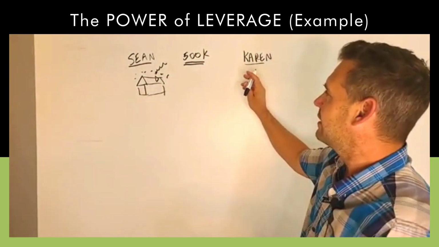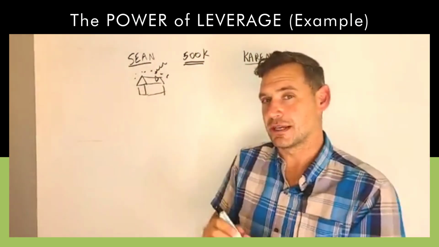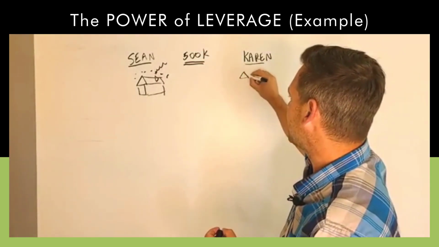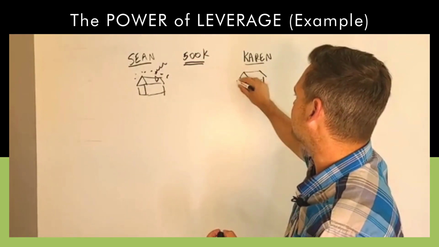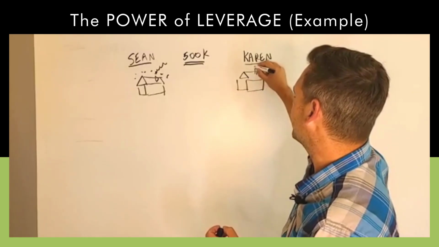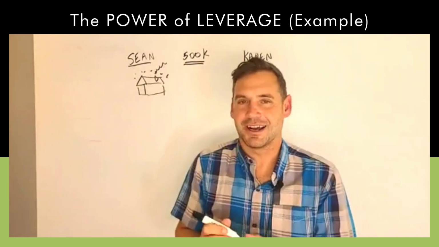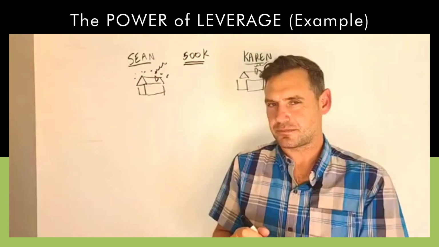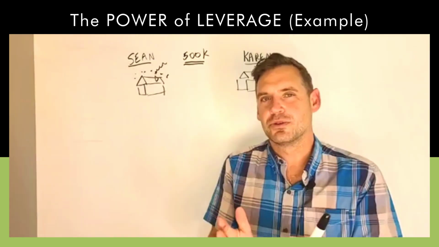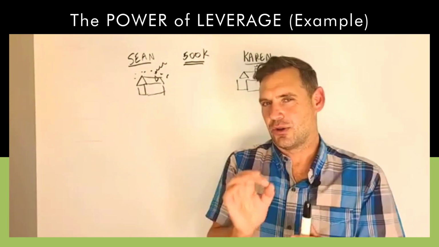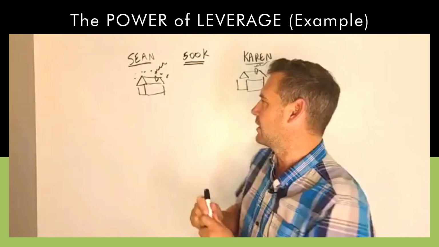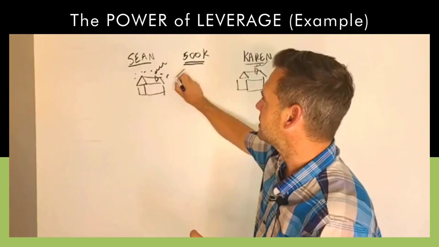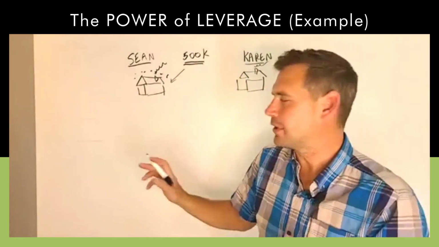Then Karen also does the same thing. Karen buys the exact same property next door. It's also beautiful. It's got a chimney and it's a gorgeous little property, but Karen does something a little bit different. Karen uses leverage. Now, this is the point that we're trying to get across here. So Sean used his $500K, bought the property free and clear.